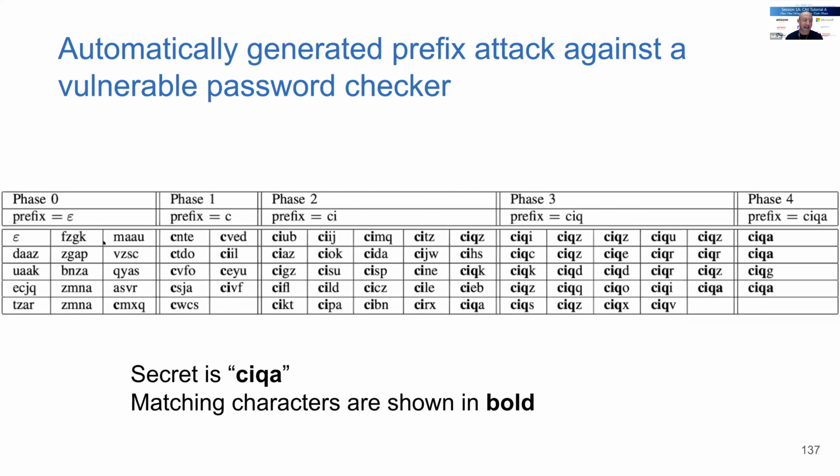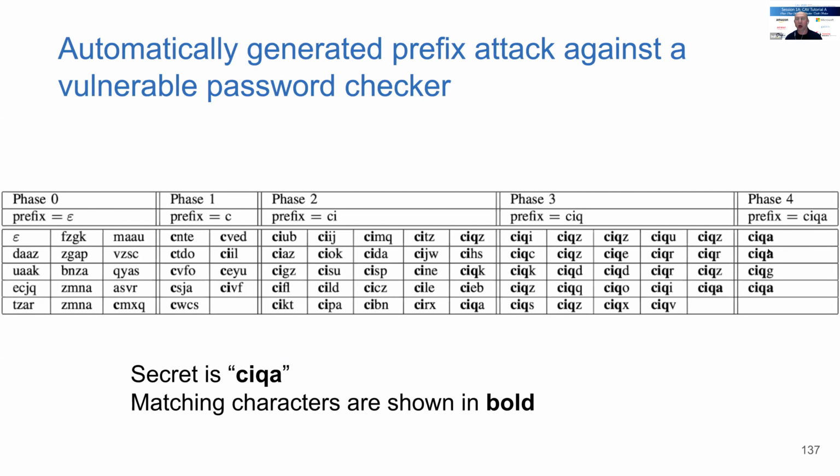This is a prefix attack that's automatically generated using symbolic execution, entropy, model counting, and everything. You can see that the secret here is CIQA. And you can see our attack generator first tries the different characters for the first character, eventually determines that C is the first character and keeps C the same, then gets into the second character and determines I is the same. This is all done automatically, eventually gets to the third character and eventually determines the last character, all right?